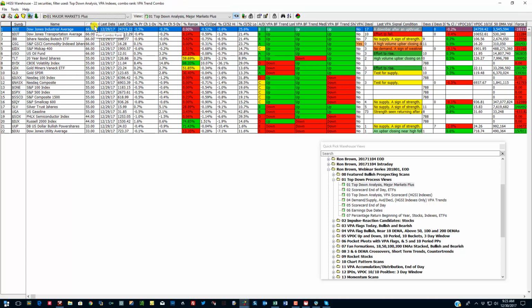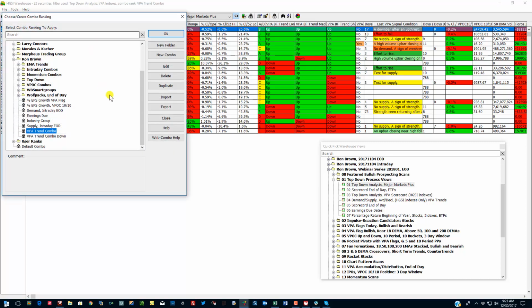Now I am sorting on raw combo, and this combo that I've applied down here is a different combo than what's up here because this is one of the things that I changed. I thought more about it. I just thought it would be more functional. And what this combo does, and the combo is available to you if you want to switch it, it's just called the VPA trend combo under my name.